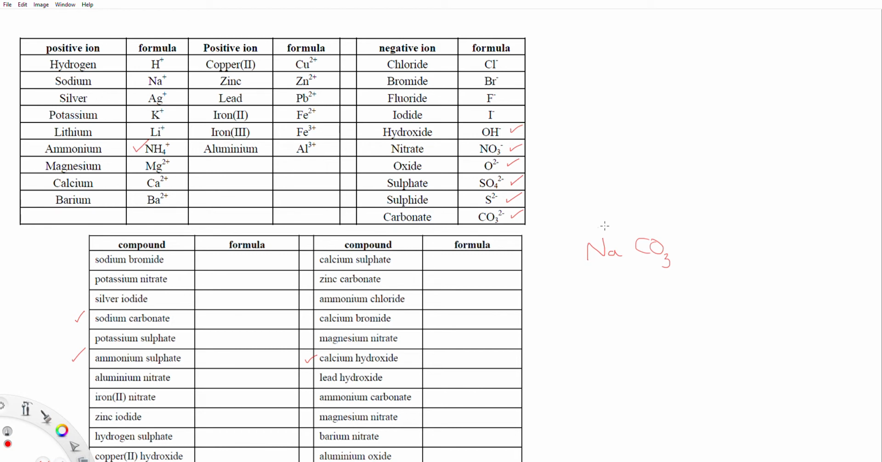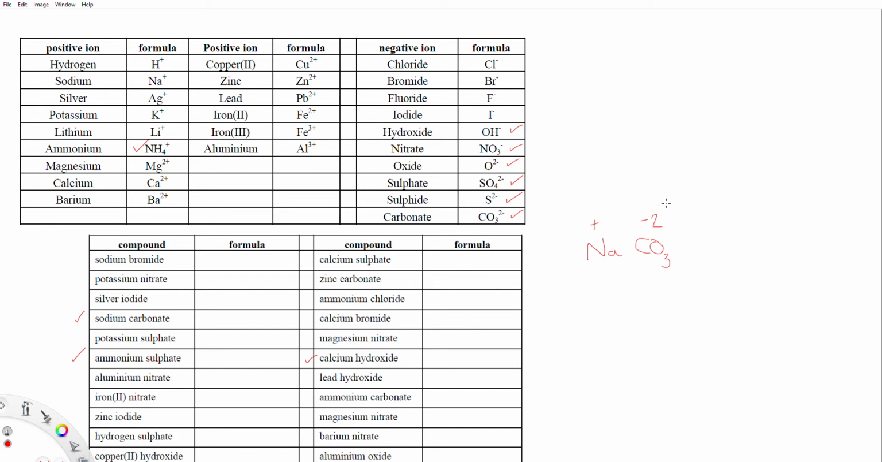You write the charges above. Sodium is in group 1. Carbonate likes to form a -2. So if sodium's in group 1, it likes to form a plus ion. And if you recall, we know that from the headings that we put on our periodic table.